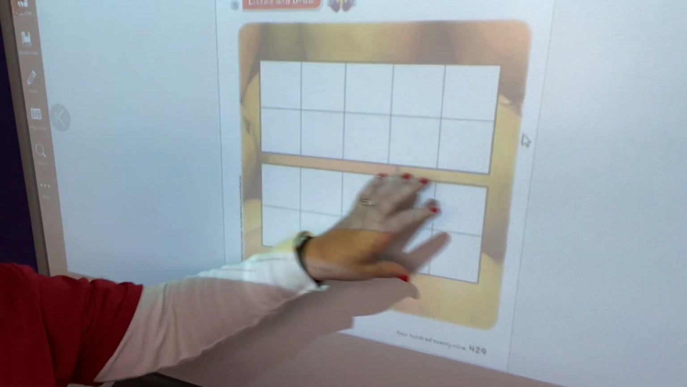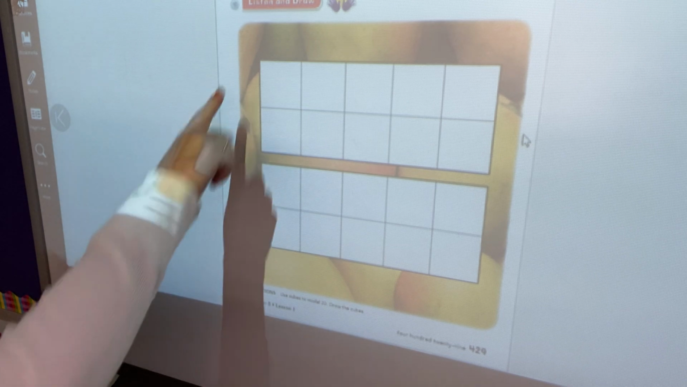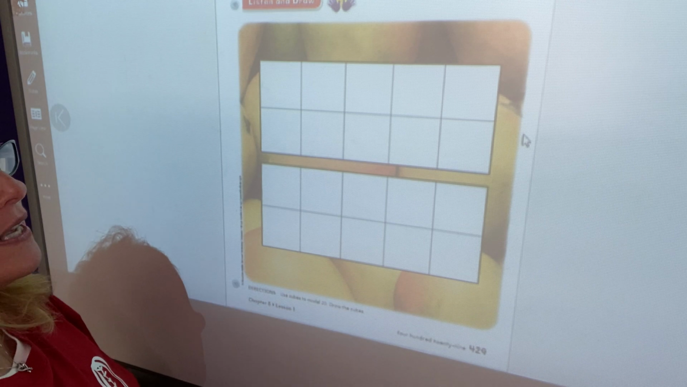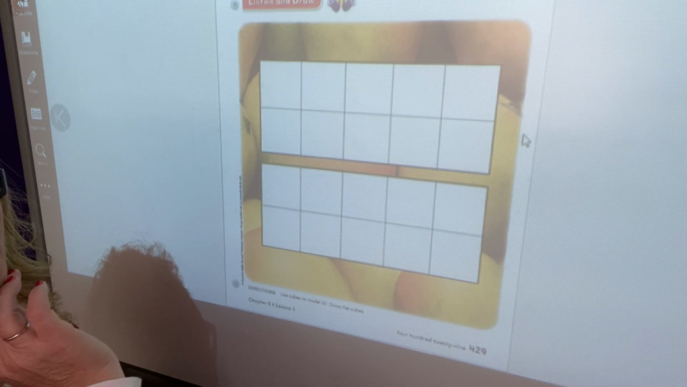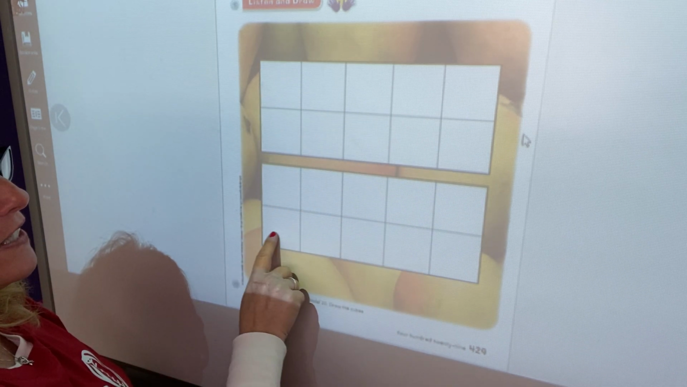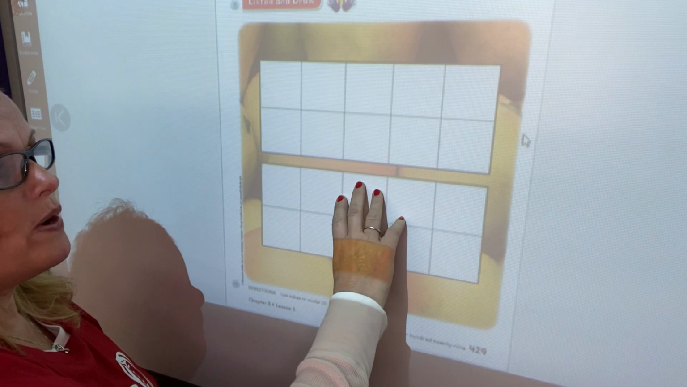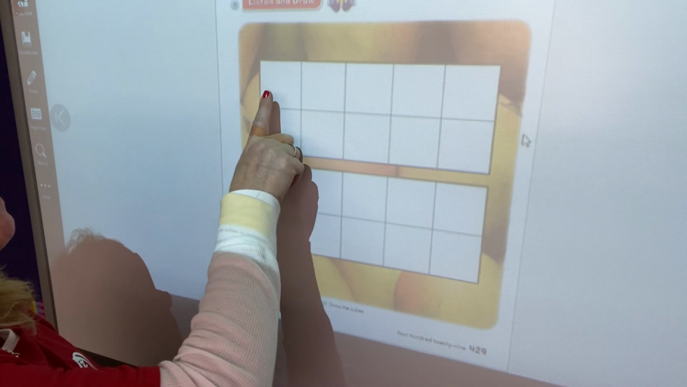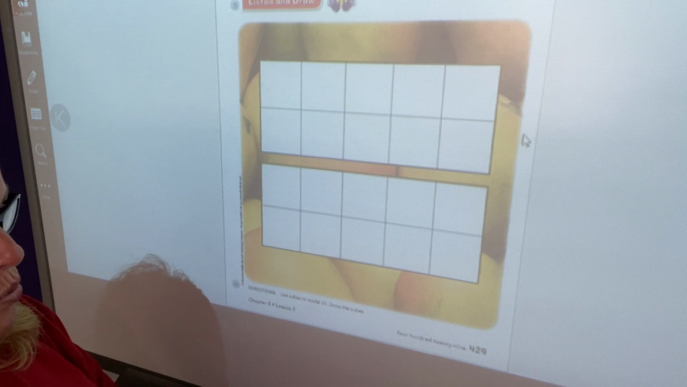If you look right away, let's review what these things are called here, these blocks. These are called 10 frames. So this is one 10 frame and this is another 10 frame. Each one has 2 rows of 5. So we could count by 5s to get to 20 here. 5, 10, 15, 20. We also could count by 10s, 10, 20, which is even quicker. Both of those ways are much quicker than counting by 1s. 1, 2, 3. That would take us quite a while to get to 20.